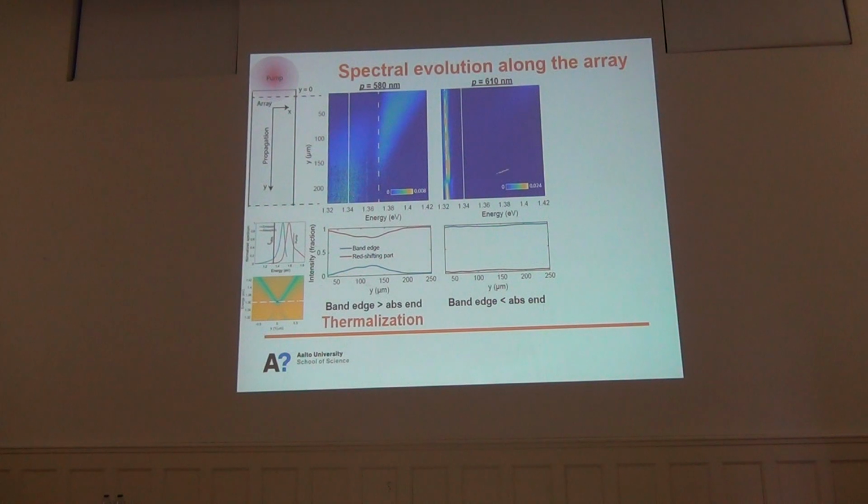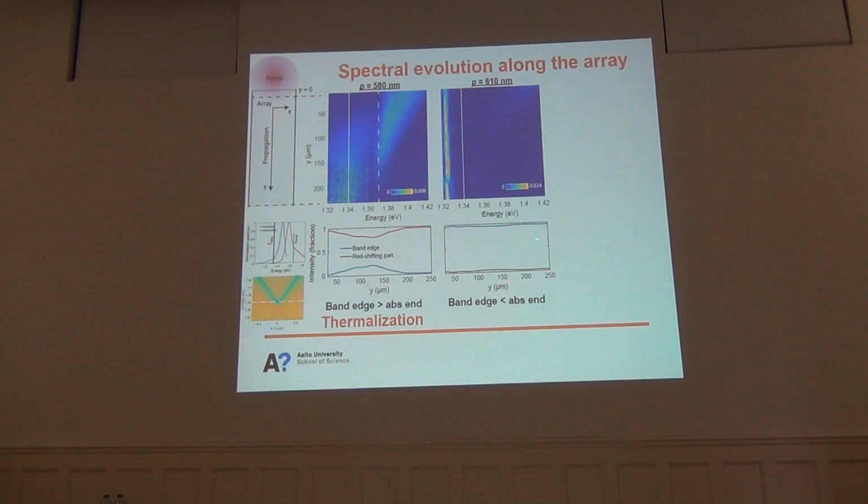So what happens then if we tune the lattice periodicity so that the band edge resides lower in energy than the absorption edge? So this solid line is always the place where the absorption finishes. In this case, we observe lasing, the same thing that we have been seeing in our previous experiments. So already starting from the beginning of the array, only one wavelength shows emission, and it's a very narrow peak.